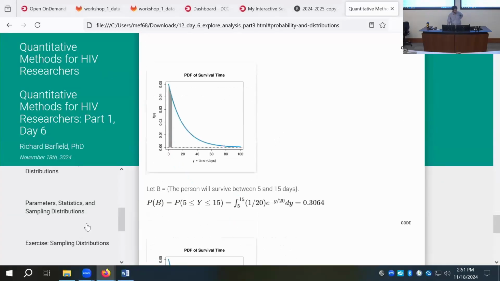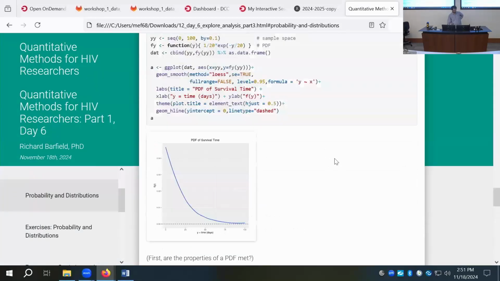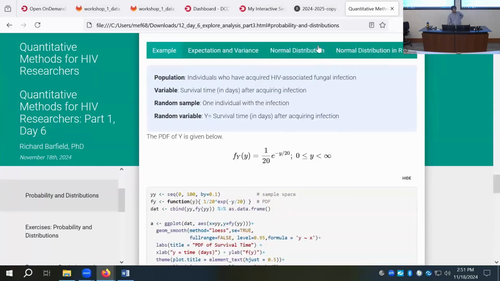And we'll try to see how far we get in this. We may have to finish this off tomorrow.